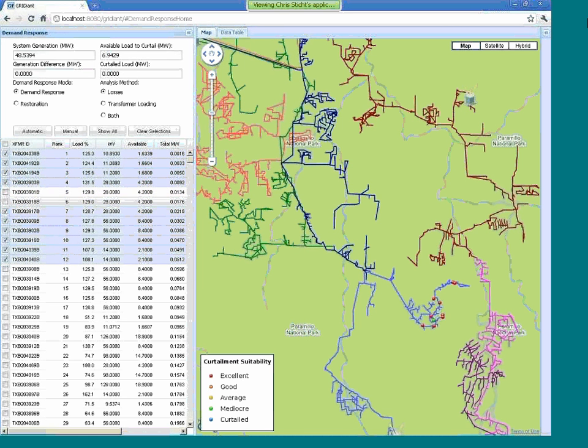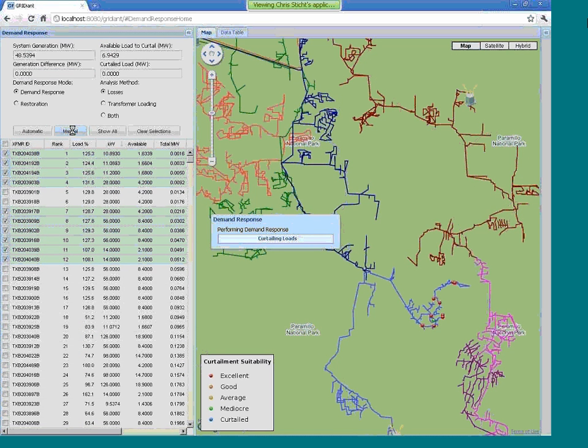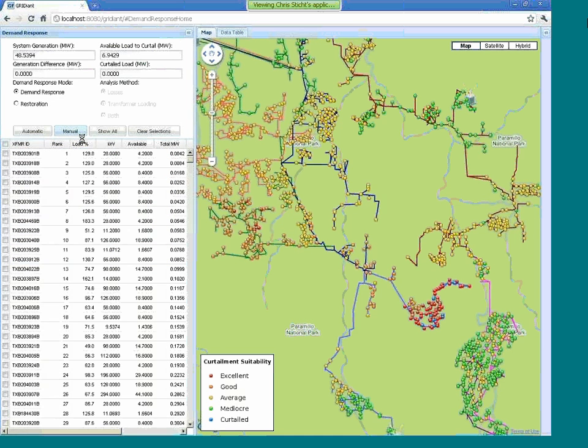And maybe the 2 in the middle I don't want to curtail for whatever reason. Maybe they're a hospital, maybe they're an emergency 911 center. There's a million reasons why you might want to or might not want to curtail certain customers. And then we'll curtail those ones manually. So rather than just doing an automatic type of curtailment, we can also do manual curtailments. And then we can see the benefit of that. And so rather than curtailing lots of customers, we only curtail those, and once we get that restored.